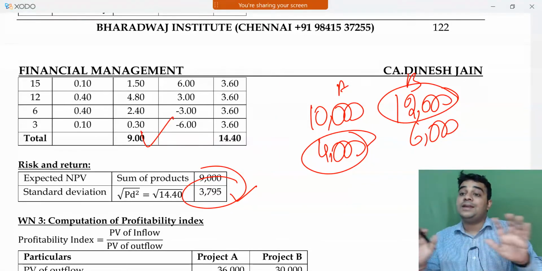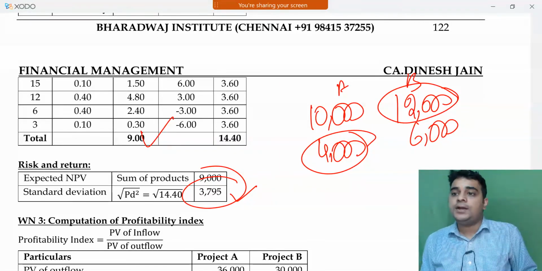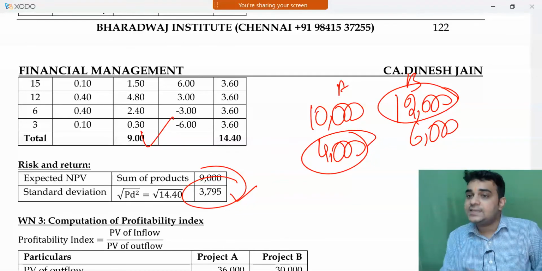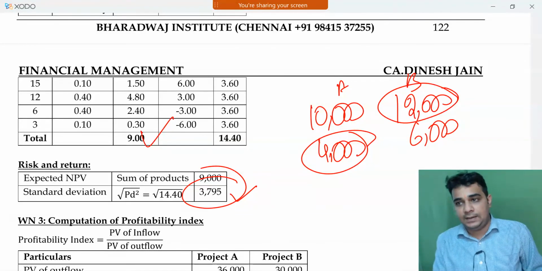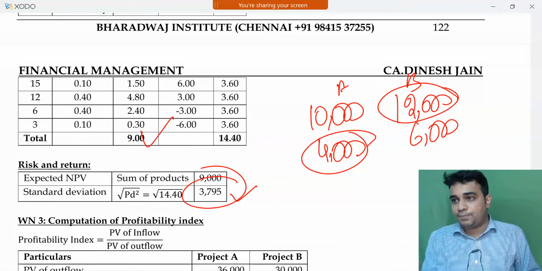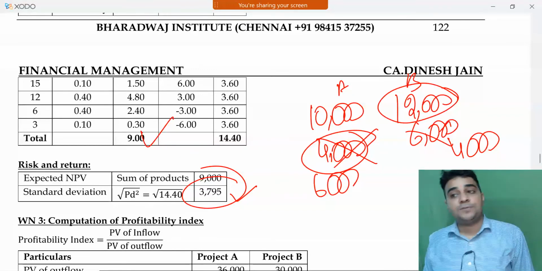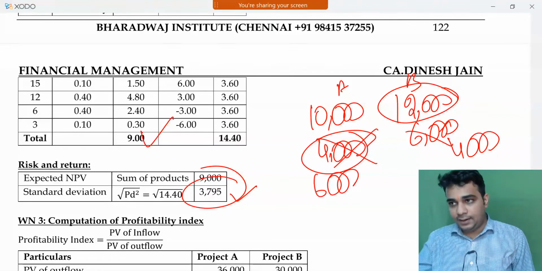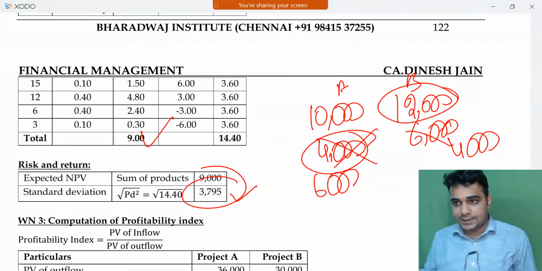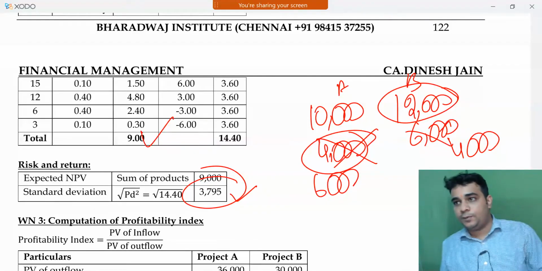Certain people are not interested in taking risk. If you are a conservative investor, you will select project A. If you are an aggressive investor, you will select project B. Sometimes, in a rare scenario, this could be 6,000 and this could be 4,000. Then this is the best possible thing, because it is high return as well as low risk. So obviously I go ahead with the second project.